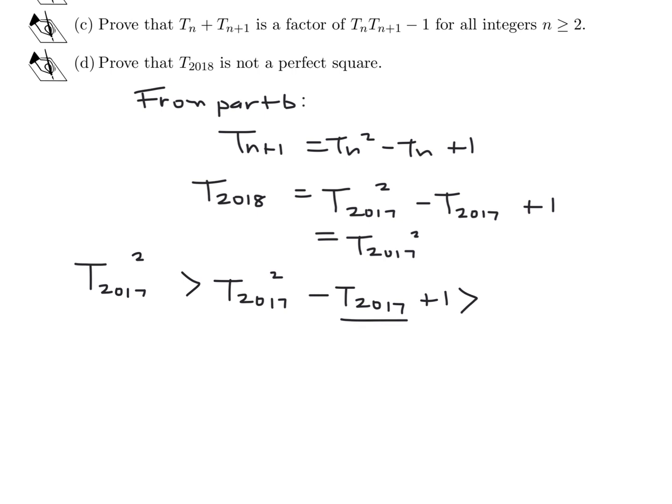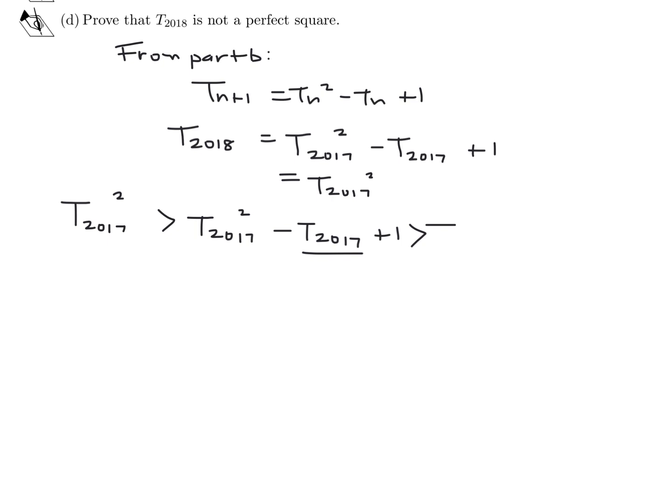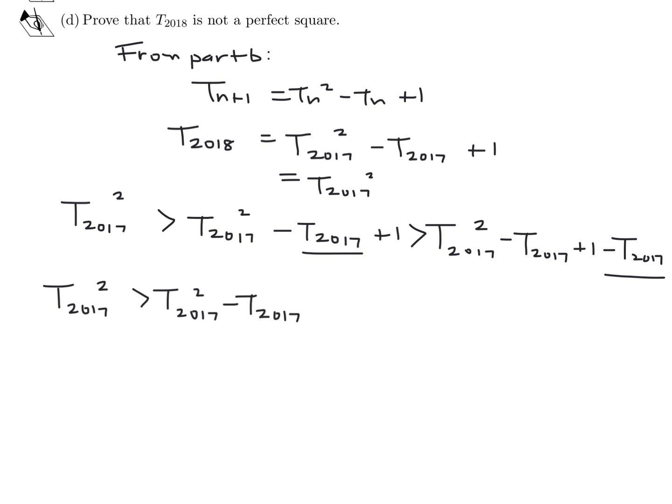And then we can continue this inequality. You can write the same kind of thing. Let me just write it again. T2017 squared minus T2017 plus 1. And then you can subtract another T2017. You might say, well, why did you do that? Well, it'll become clear very soon, but at least you can be confident that this inequality still holds true. So then you just keep going here, just write this again. This guy in the middle, T2017 squared minus T2017 plus 1.